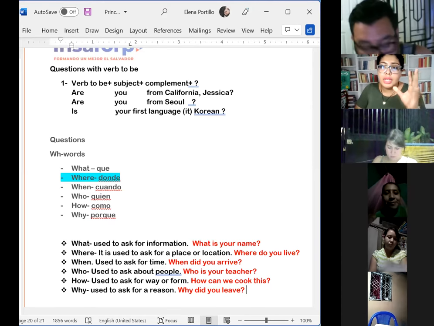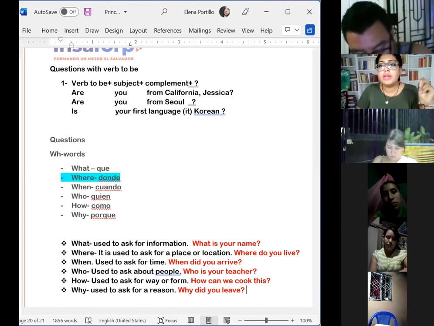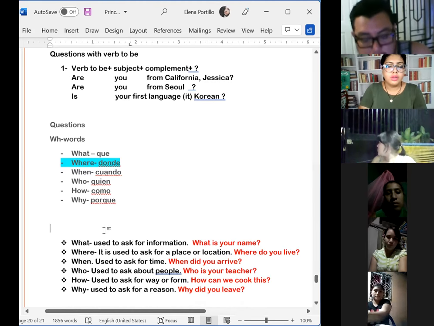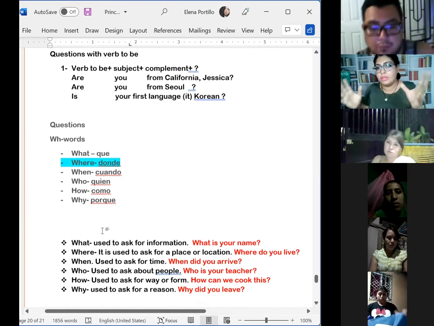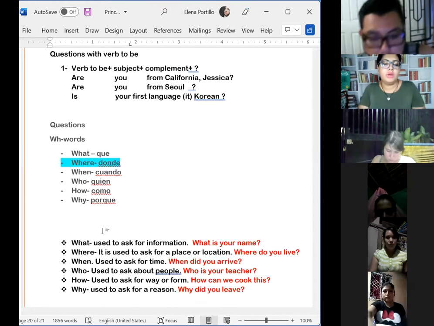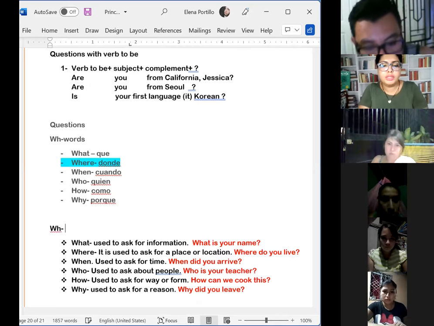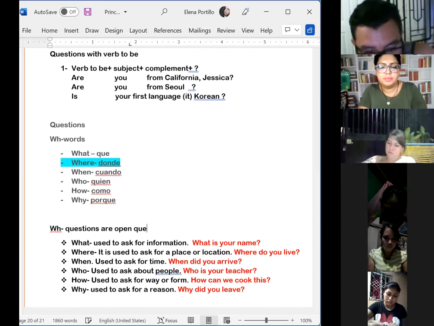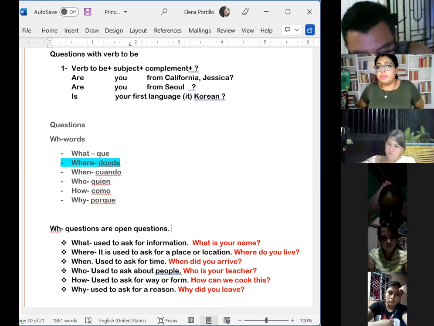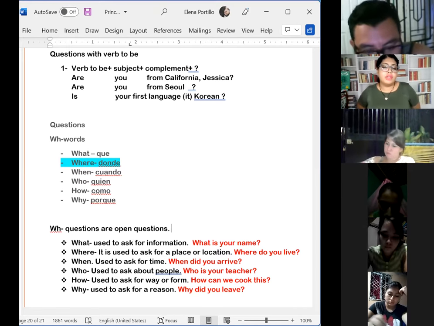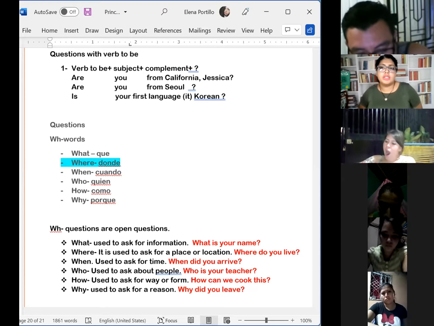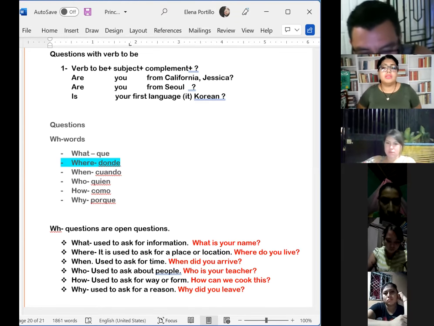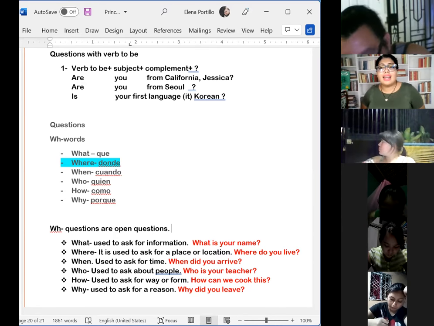In this case, WH questions are open questions. Vamos a ponerlo por aquí arriba. Ustedes lo pueden escribir a un lado si lo están anotando, or we can have just like a note. WH words or questions are open questions. Las preguntas que llevan estas palabras WH son open questions because we need to give an answer, a long answer. Tenemos que dar una respuesta larga.